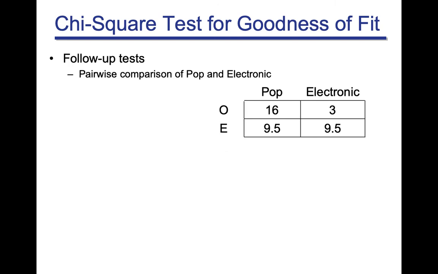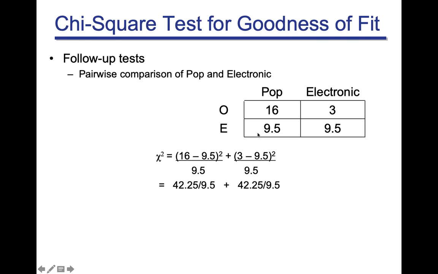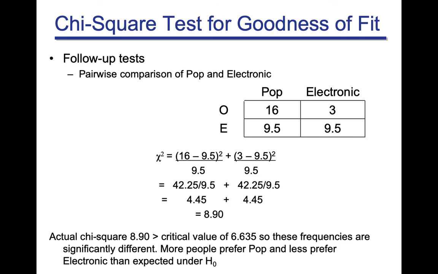What about pop and electronic? Notice here that, again, we've had to adjust the expected frequencies by taking the total observed number of 19, 16 plus 3, and then splitting it into 2 for equal preference. Following through the chi-square the same way, we get a chi-square of 8.9, which does exceed the critical value of 6.63. So these frequencies are significantly different, and we can say that more people prefer pop and fewer prefer electronic than expected under the null hypothesis. We expected 9.5 and 9.5, so more people preferred pop than expected and fewer people preferred electronic than expected.